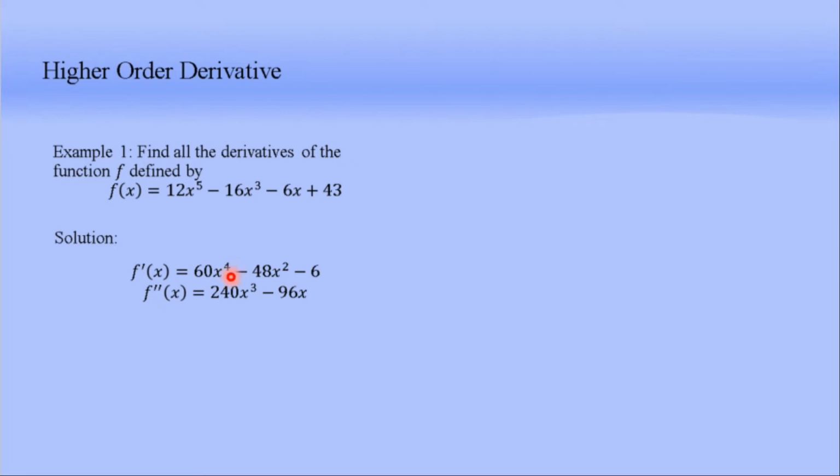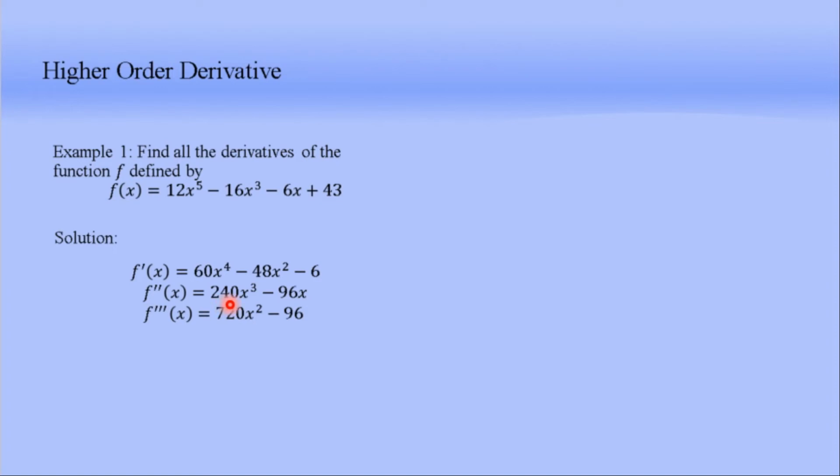4 minus 1 in the exponent is x cubed. So the derivative of 60x raised to the fourth power is 240x cubed. And then the derivative of negative 48x cubed is 96x. And the derivative of negative 6 is 0. And we can still find the derivative of this derived function.